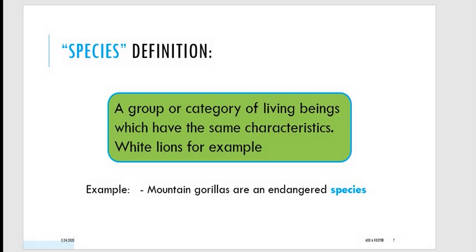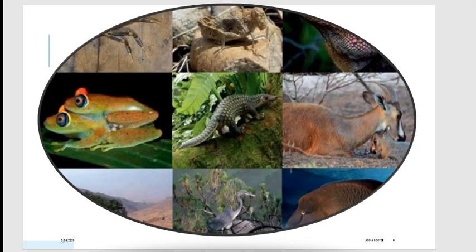So this is a picture of different species. Here we have a gazelle. Here we have a crocodile, frogs. So these are different species.